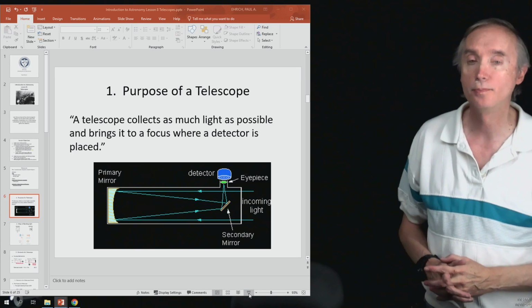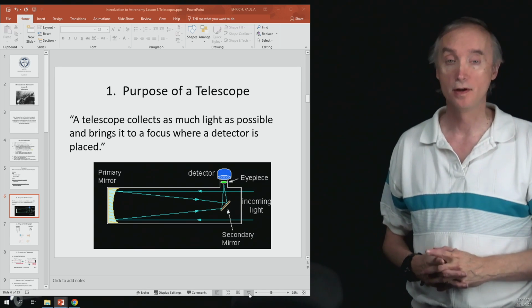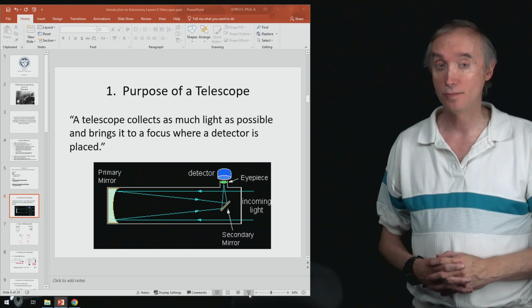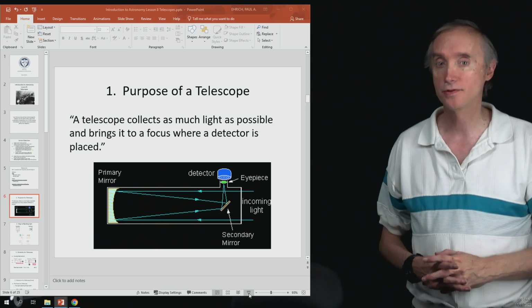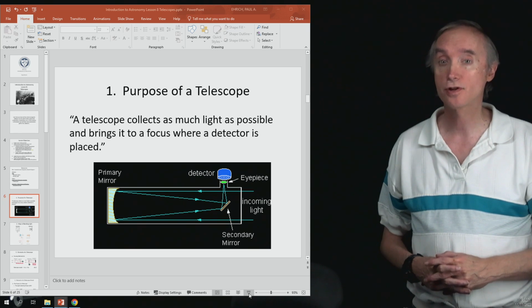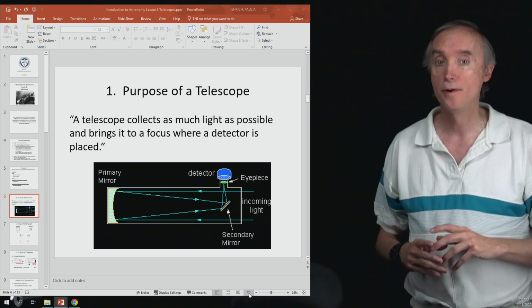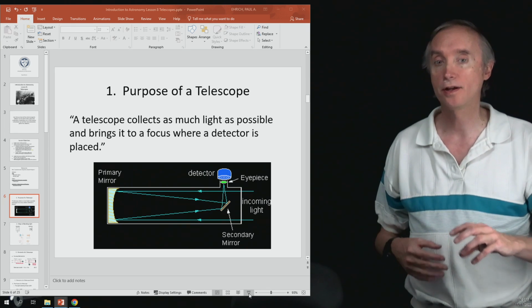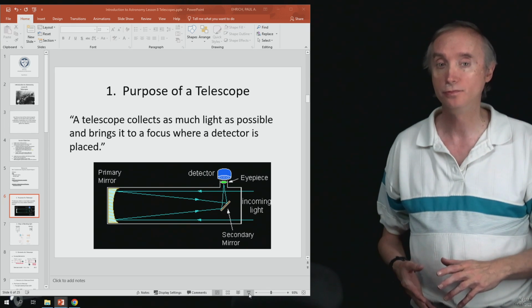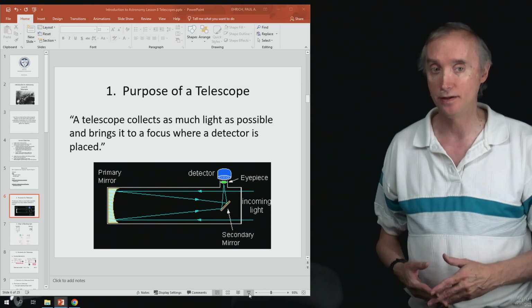Hello, and I'm back, and now we want to first talk about what is the purpose of a telescope. Now, you might be thinking that the purpose of a telescope is to magnify. Well, that's certainly true if you're talking about telescopes on Earth. So, if you are using a telescope to look at an object on Earth, like a mountain, or looking at a bird or something, you generally want to magnify that image.